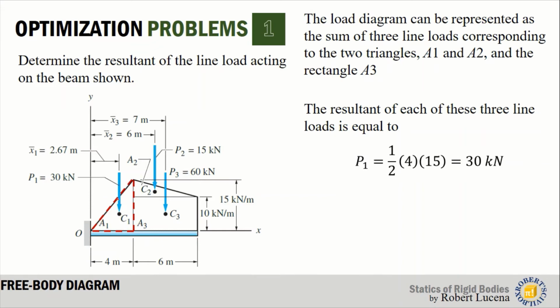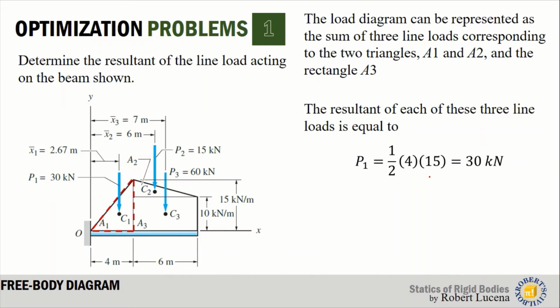Now the value of the resultant from area 1 is simply the area of area 1. And that resultant, we will use the term P1 correspondingly for A1, P2 for area 2, and P3 for area 3. Now the resultant force for P1 would be 1/2 times its base 4 and the height of the triangle, that is 15. Now we get P1 equals 30 kilonewton.